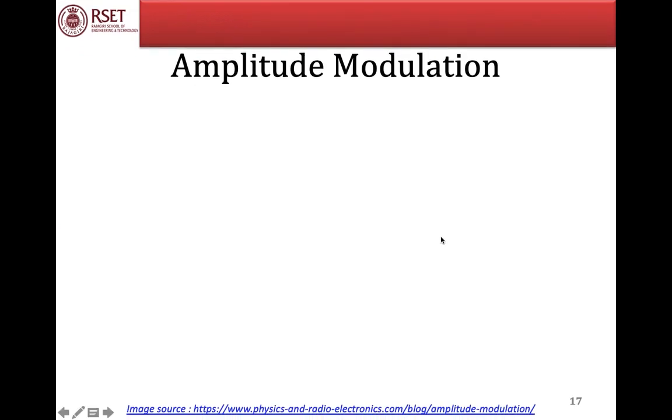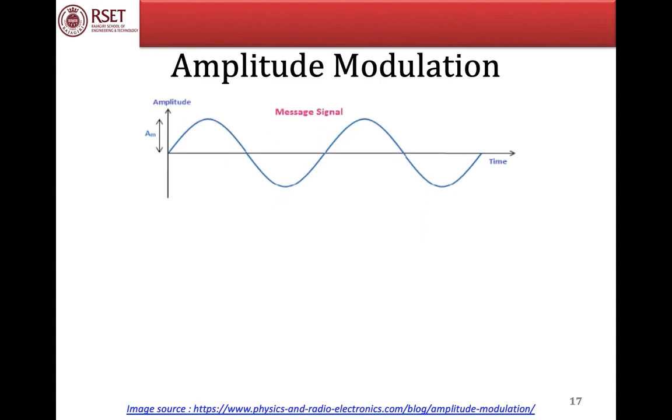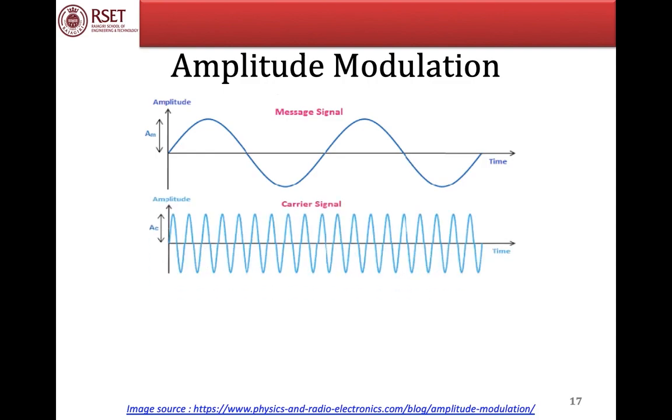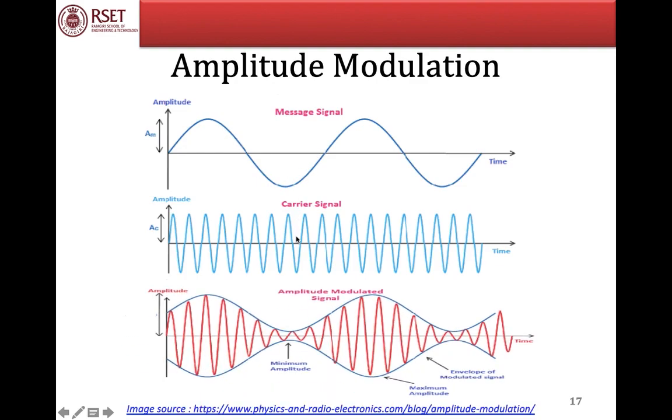Now let us look at the waveform of the amplitude modulated signal. Consider a message signal given by a simple sine wave of low frequency. Now consider another sine wave of high frequency as our carrier signal. As discussed earlier, in AM, the amplitude of the carrier signal is varied in proportion to the amplitude of the message signal. So, in the AM signal, you can clearly see that the amplitude of the message signal is impressed upon the amplitude of the carrier signal.